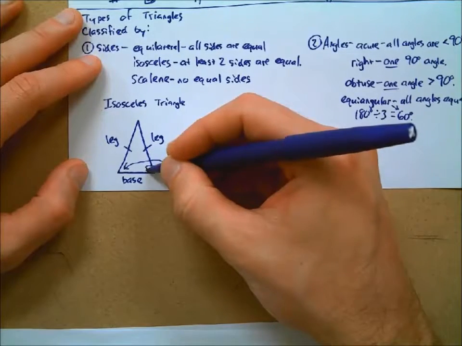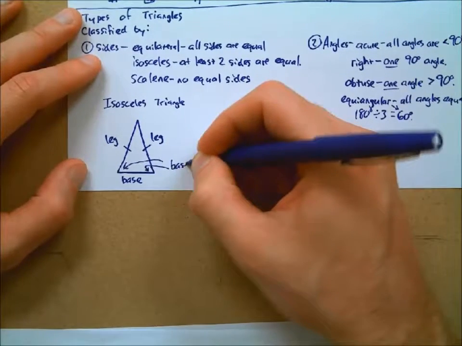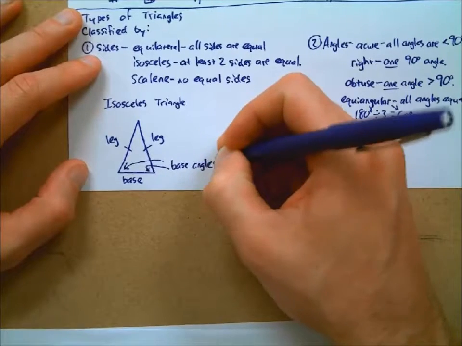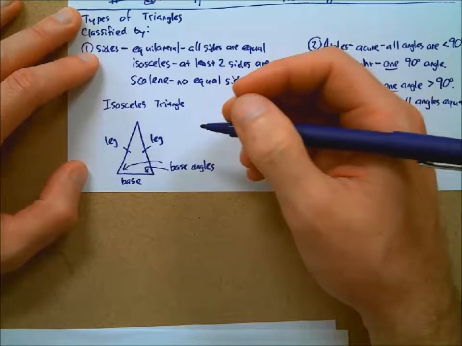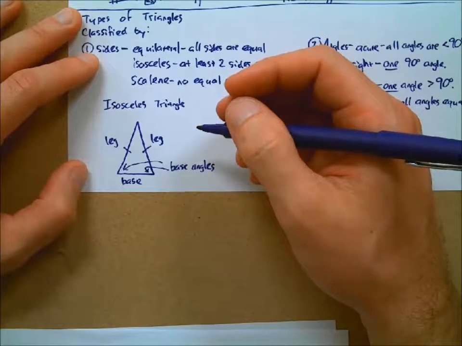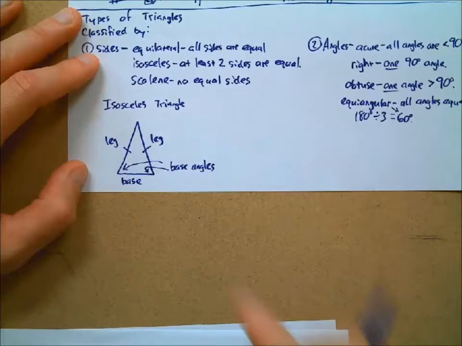Those are called the base angles. And I think there's a name for that angle, but I'm going to hold off on that one. I think it's called the vertex angle, but I'm not sure. But there is a name for that top angle there too.